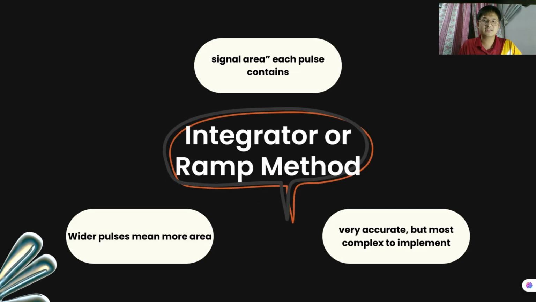The last method is the integrator method. This method measures how much area each pulse contains. A wider pulse means more area, which means a higher output. This method is very accurate, but it is also the most complex to implement.